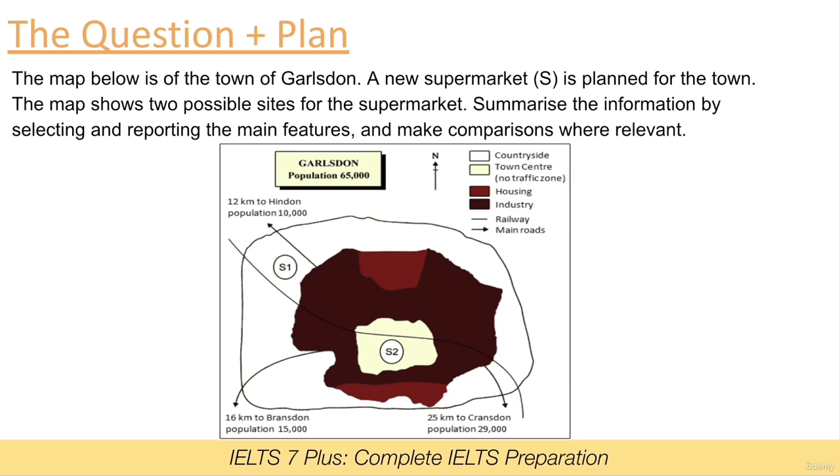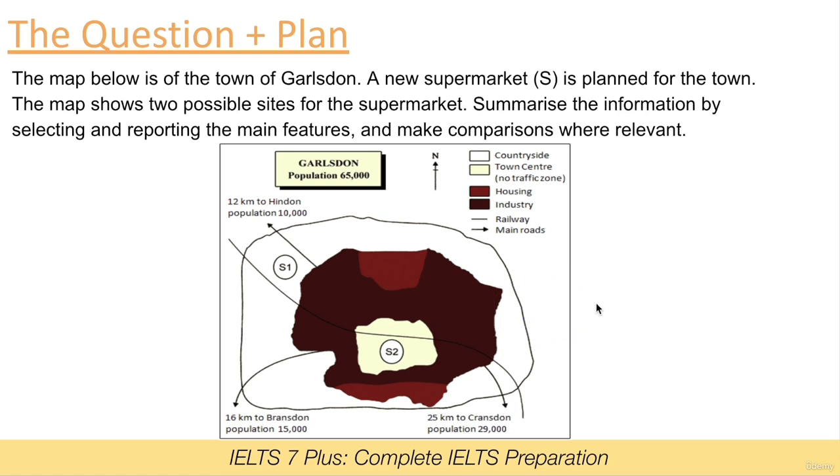Okay, here is the map. So Galston, population 65,000. We have a nice key up here to tell us a bit more about the map. So, we can see our S1, which is site 1, and S2. So these are the 2 possible sites we've got here.